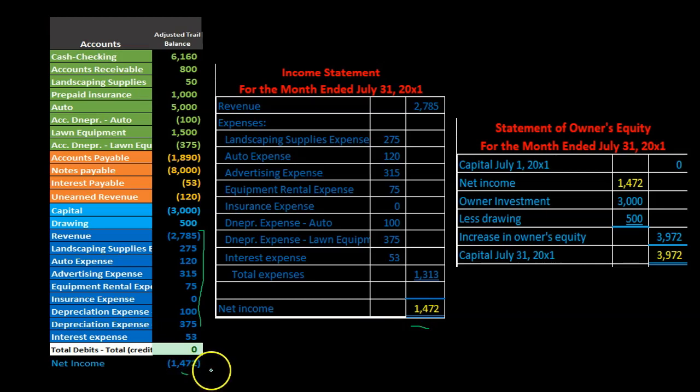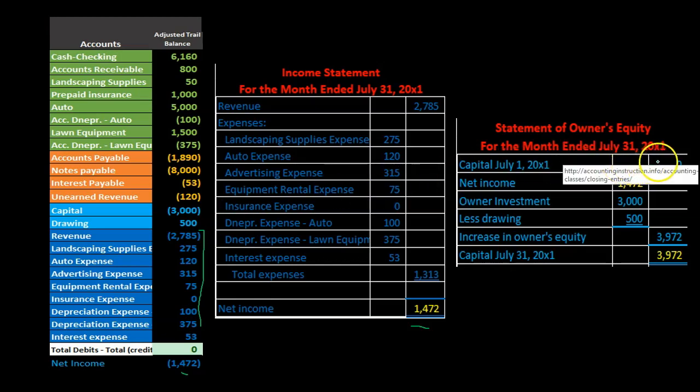Then we have the statement of equity. The statement of owner's equity is going to take into account those last two accounts here. One, the capital account, the main equity account, and then the drawings account, the other timing account that we're going to need to close out in the closing process.